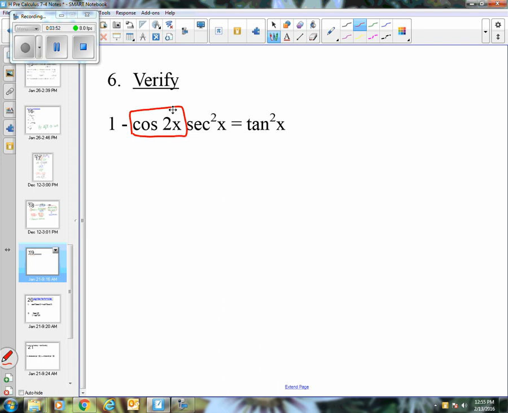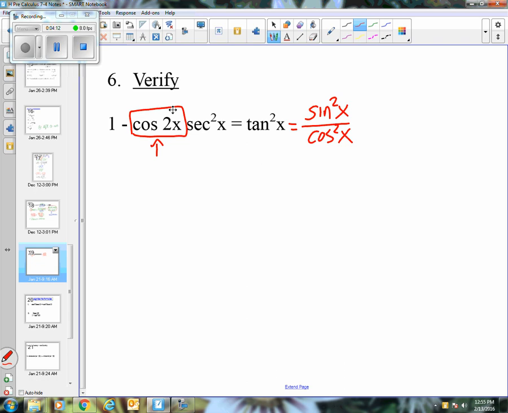How would you express tangent squared of x? Well, probably the most common way that people would look at it would be this way, right? Sine squared over cosine squared. So I'm leaning towards having something that has both sine and cosine, because the other side has to end up having sine and cosine in it.